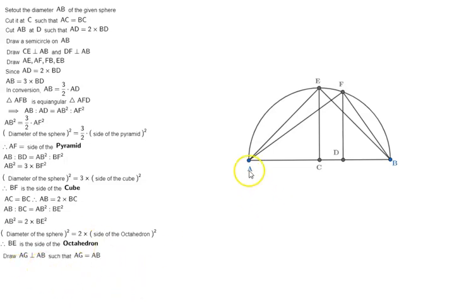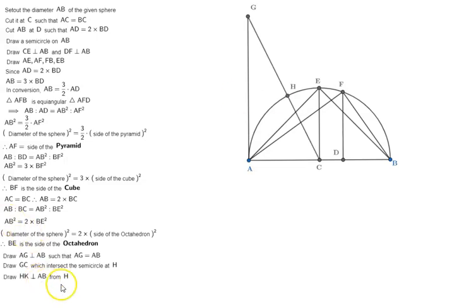Draw AG perpendicular to AB such that AG is equal to AB. Draw GC. So join G and C, which means it is going to intersect this semicircle. That intersection, let's name it H. Draw HK perpendicular to AB from H. So GA is equal to 2 times AC, since AG is equal to AB.